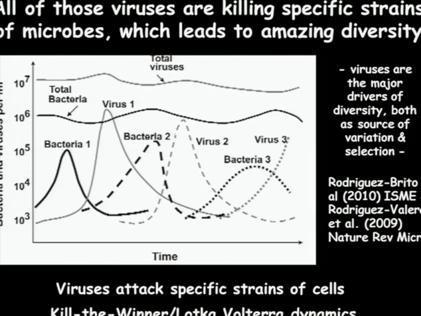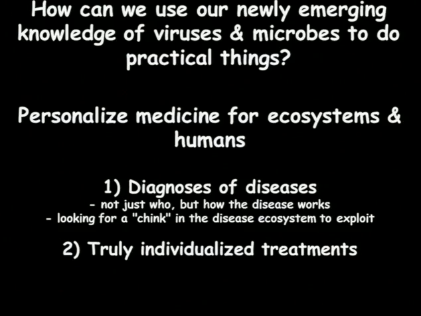In evolution, we would call these Red Queen dynamics, because what's going on is bacteria are always evolving to get away from the viruses, and then the viruses are catching up to them. All right, so how can we take all of this stuff and all of this complication, and the introduction did a good job of this, and actually start asking practical things? And this is this personalized medicine idea.